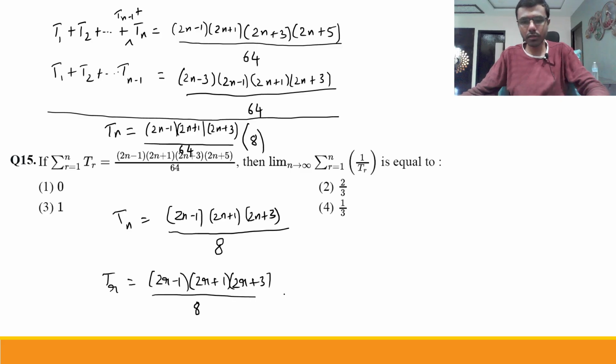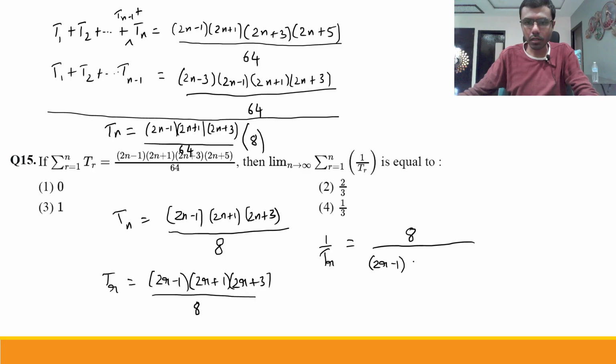Now, but see the twist here. Here they are talking about 1 by Tr. So what would be 1 by Tr? I'll only explain after this. You guys need to do it yourself. 1 by Tr would be the reciprocal of this, right? 8 by 2r minus 1 into 2r plus 1 into 2r plus 3.